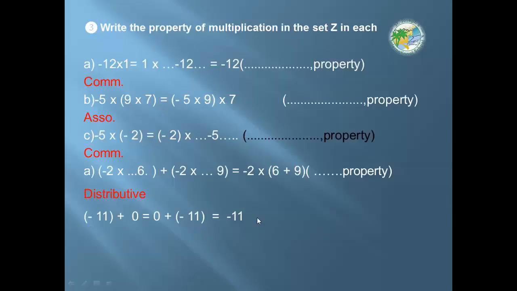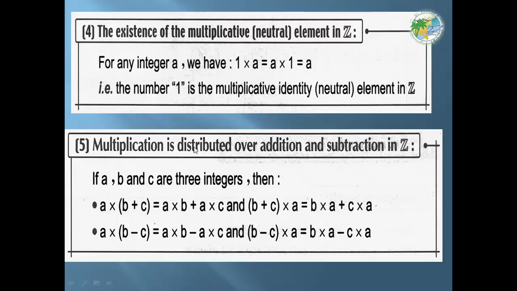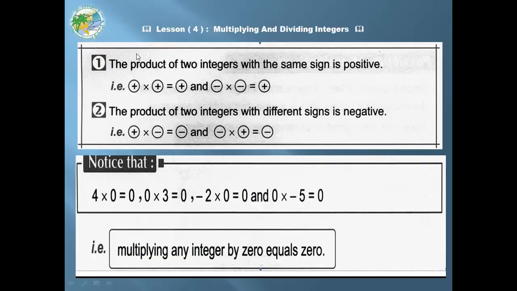Last question for this lesson, but before we finish this lesson, please revise with me about the properties of multiplying and dividing integer numbers. You should know the product of two integers with the same sign is positive. Positive times positive equals positive. Negative times negative equals positive. The product of two integers with different signs is negative. Positive times negative equals negative. Negative times positive equals negative.